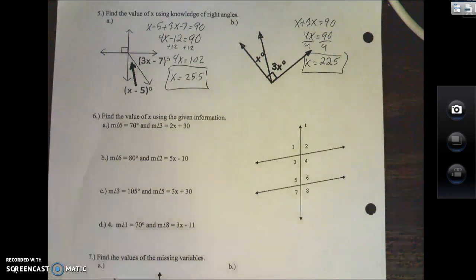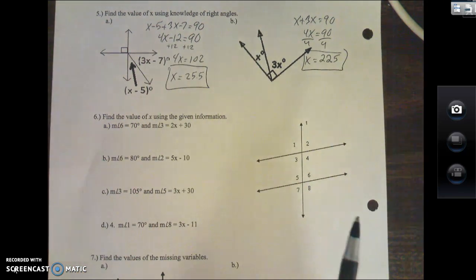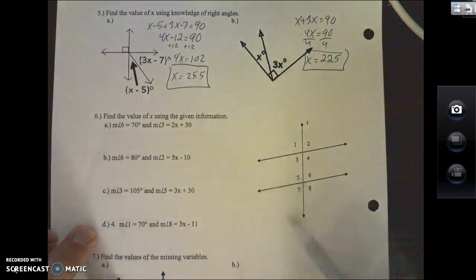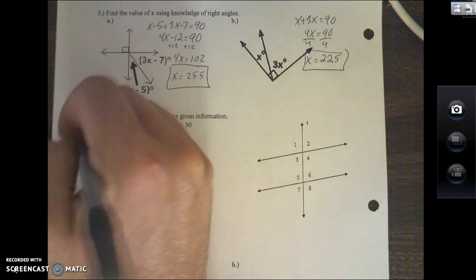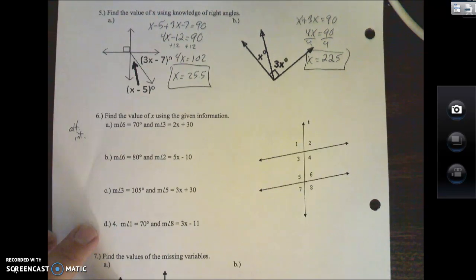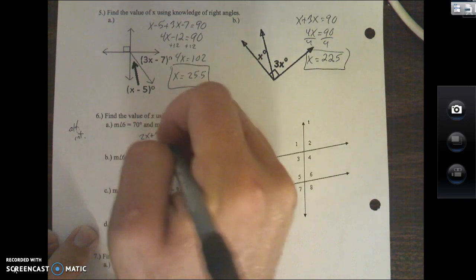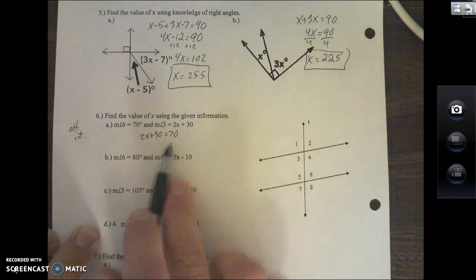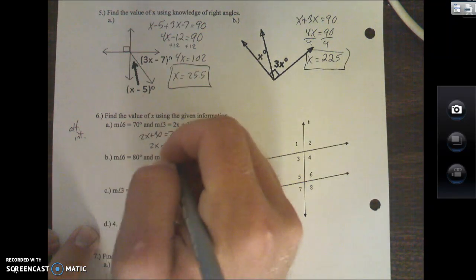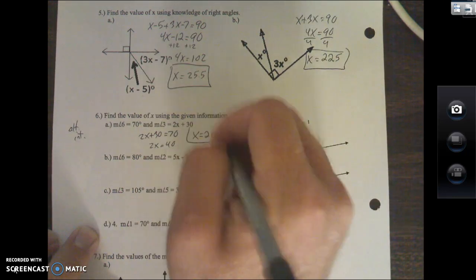All right. This is very much like the notes that we did the other day. So for this one, you're going to identify what kind of angles they are and then figure out if they equal each other or add up to 180. So 6 and 3. 6 and 3 are on the inside across, so that's alternate interior. And we know that alternate interior are equal. So we can say 2x plus 30 equals 70. All right, solving this, I can subtract 30 from both sides. 2x equals 40. Divide by 2, x equals 20.